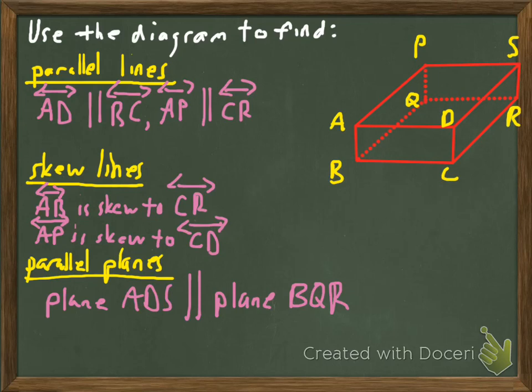Alright, and then of course, similarly, I could say that the left side of the prism is parallel to the right side of the prism, and I could call the left side plane ABQ. That would work, right? And say that that's parallel to plane DSR, and make sure you write the word plane, and then write the 3 points that you're using to name the plane afterwards. There you go. There are relationships in space. See you in class.